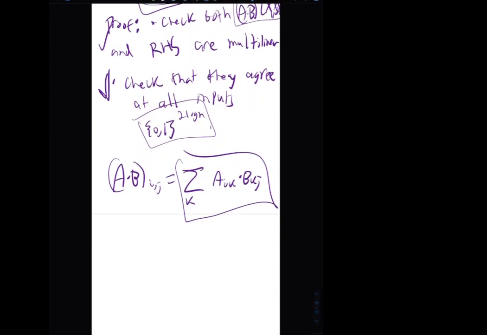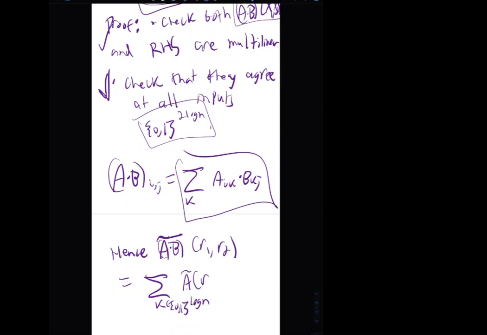Okay, so as a result, we know that what the verifier wants to know is A times B twiddle of R1, R2. And we just showed that that equals the sum over k in {0, 1} to the log n of A twiddle of R1 comma k times B twiddle of k comma R2.